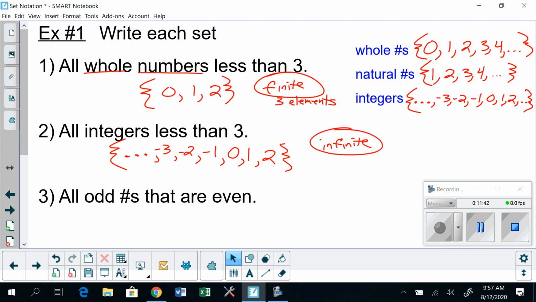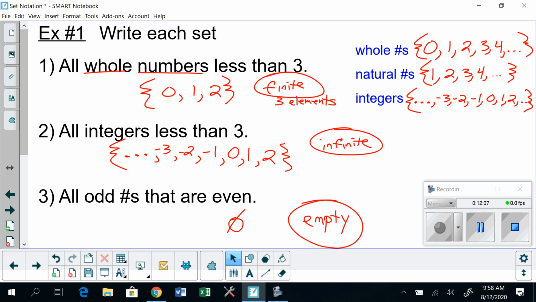All right, and then my favorite problem in this example is number 3. Write a set of all the odd numbers that are also even numbers. Well, if you think about this, that doesn't exist. So what are we going to write? We're going to write the empty set. This is empty. There is no solution to this problem. There's no number that can be odd and even at the same time.